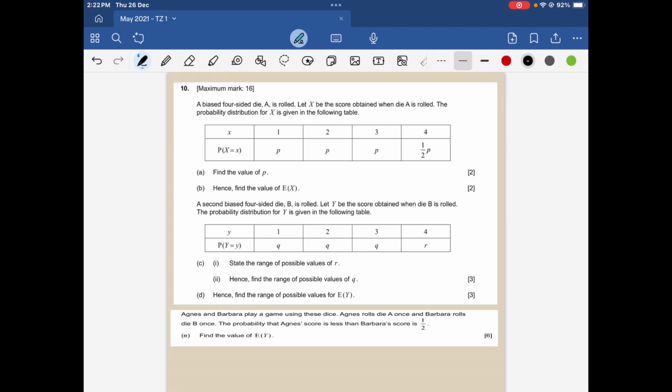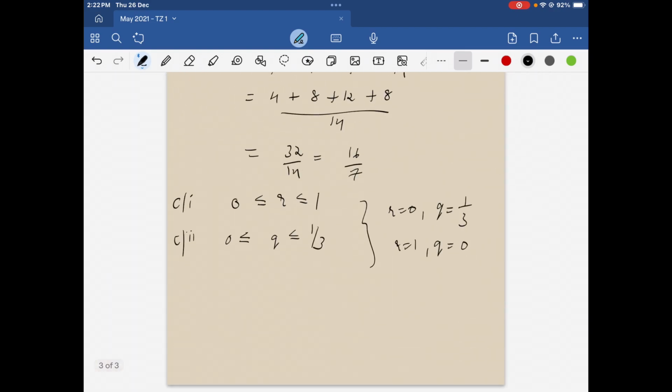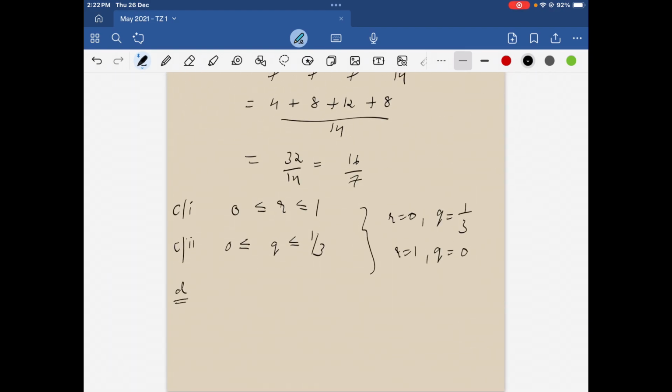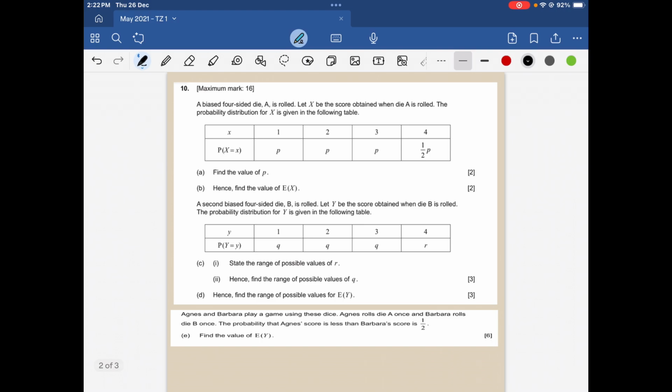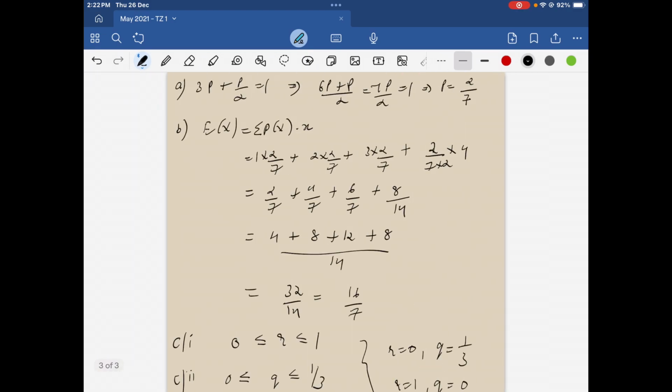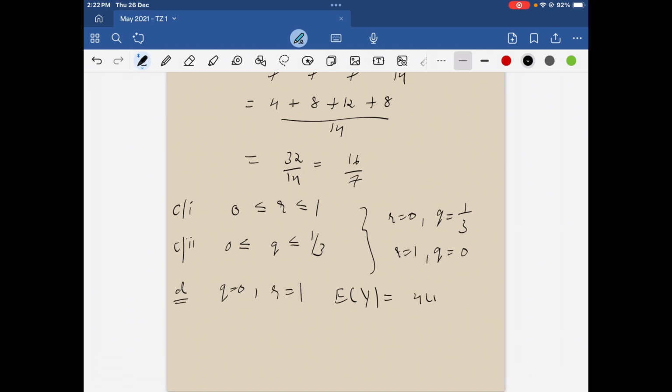It says hence find the range of possible values of expected value of y. Now see, let us move to part D. They are asking the range of expected value of y. If q is 0, r is 1. So expected value of y will be what? See, understand, q is 0, r is 1. So expected value will be this, everything will become 0, 0, 0 and 4 times r is 1, so 4r. So 4 into 1 will be 4, right? This is one value.